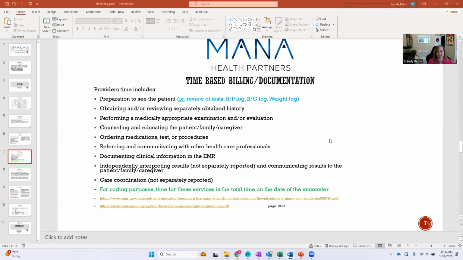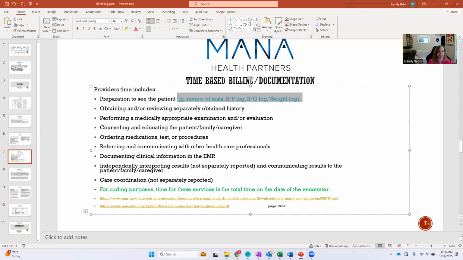Time-based billing and documentation is usually how nurse practitioners do their documentation. There's two references down here, one from the American Medical Association, one from CMS, that describes how to do time-based documentation. And this was literally a copy and paste right out of the CMS manual. The only thing I did add was this blue part here. So everything else is copied and pasted.